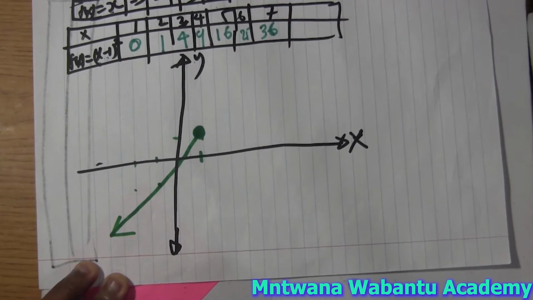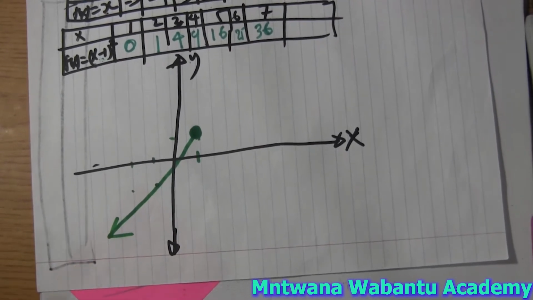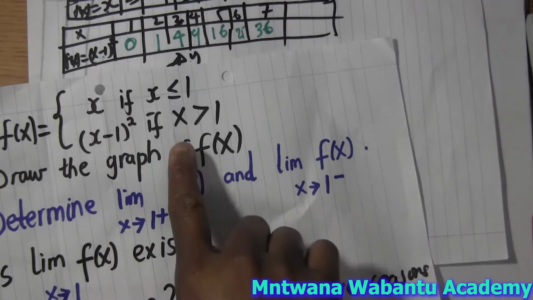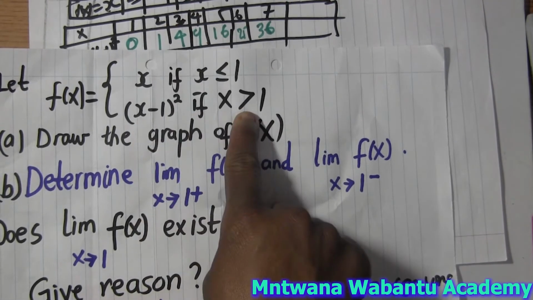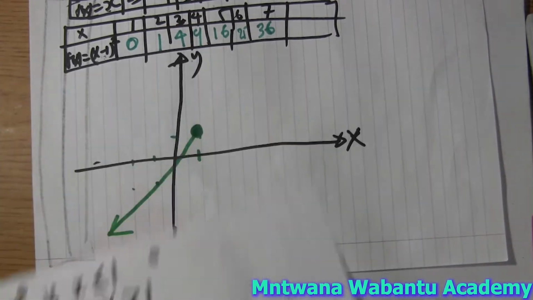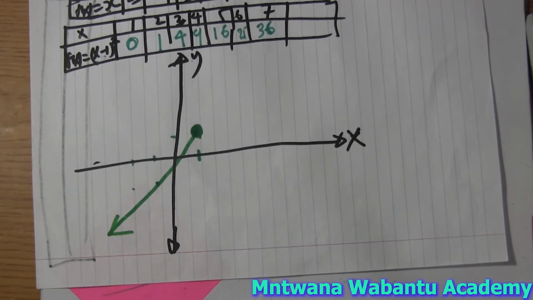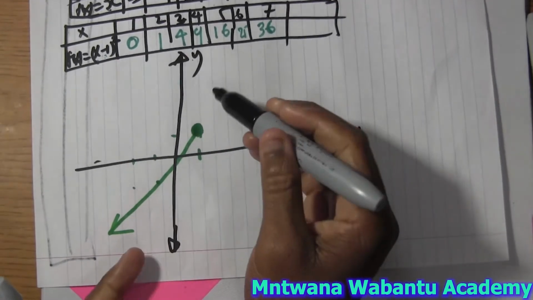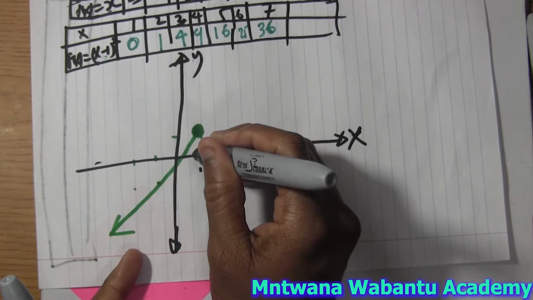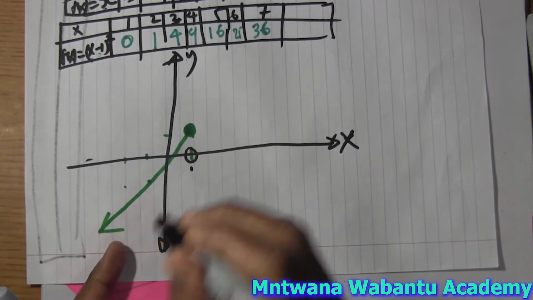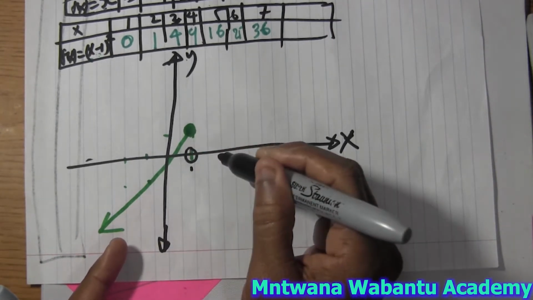For the next one also, you start with the first point. For the second one, the first point starts from x equal to 1, but excluding. So if x equal to 1, y equal to 0, which is here. But it's excluding, so excluding means you just draw a ring, an open circle.